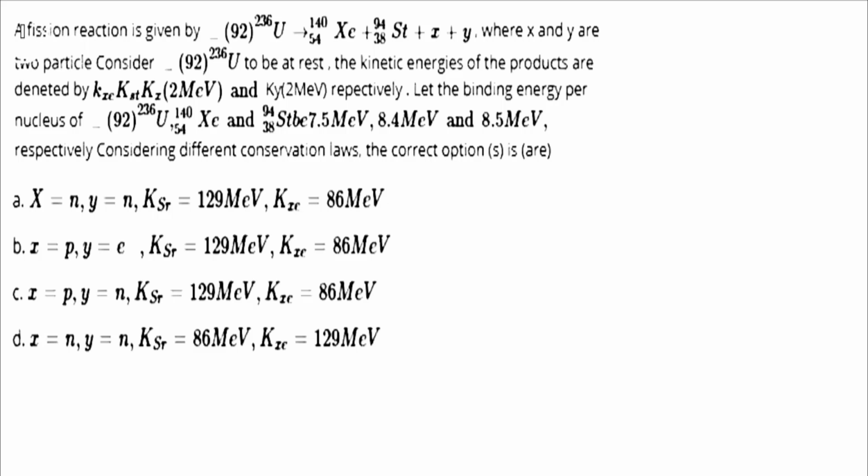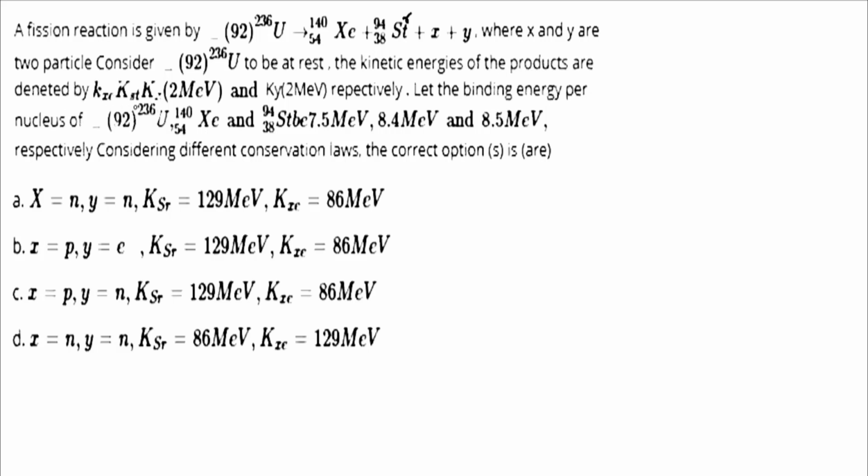Hi, the question is: a fission reaction is given by uranium 92-236 going to Xe 54-140 plus Sr 38-94 plus X plus Y, where X and Y are two particles. Consider this to be the reaction.